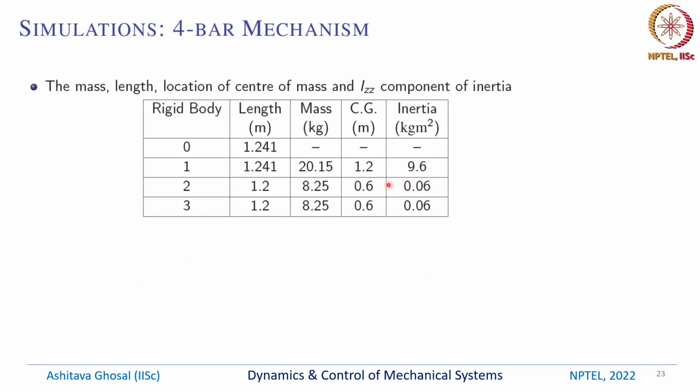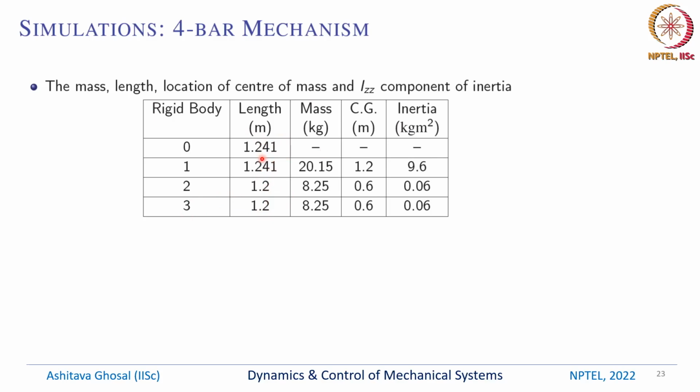For this simulation, we assume these masses and lengths. For rigid body 1, the length is 1.241 meters. For the fixed length, it is also 1.241. So both the crank and the base are 1.241 meters. The second link is 1.2, the third link is 1.2. If you choose these kinds of link lengths, then theta 1 cannot rotate fully.